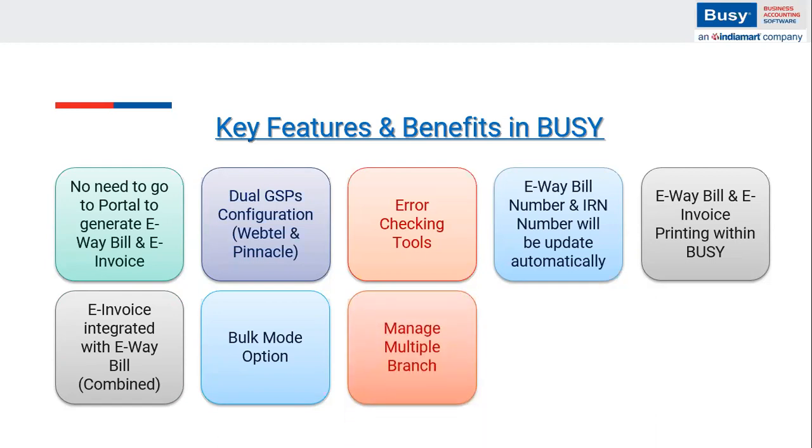Next benefit is manage multiple branches. So if you have multiple branches and e-invoice and e-waybill is applicable in all the branches. Suppose, as you know, every branch's GST number is different. In Busy, you can manage multiple branches in a single company. You can specify multiple GST in a single company and generate e-invoice and e-waybill of all the branches from a single company. No need to create multiple companies for branches. So you can manage multiple branches in a single company and you can generate e-waybill and e-invoice of multiple branches directly.